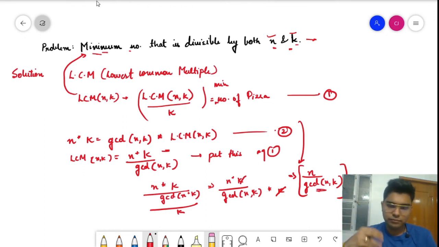Some of you who have good experience in competitive programming may directly get it, but for others who are not able to solve or who want clarifications, this is the perfect way to get to this particular formula, that we divide the number of friends by the GCD of n comma k to get the minimum number of pizzas. Okay, so now let us code this solution in C++.